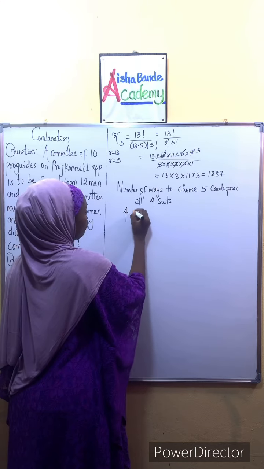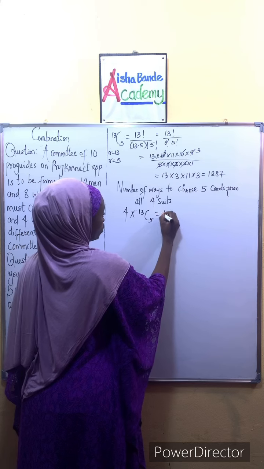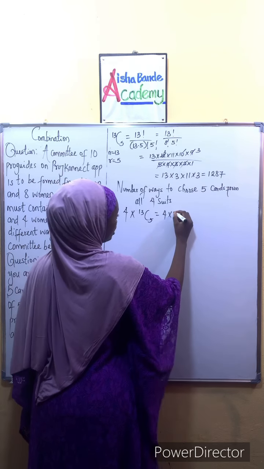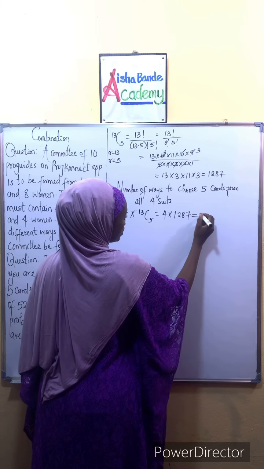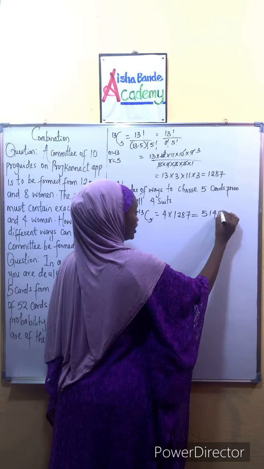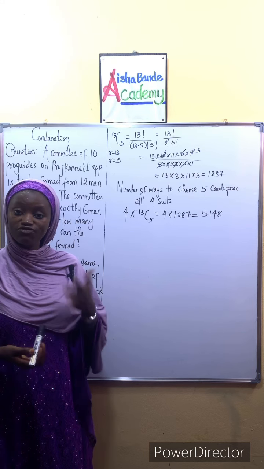So the next thing we need to calculate is to choose 5 cards from all 4 suits, which is going to be 4 times 13 combination 5. So this is equal to 4 times our answer for 13 combination 5, which is 1287, and this gives us 5148.